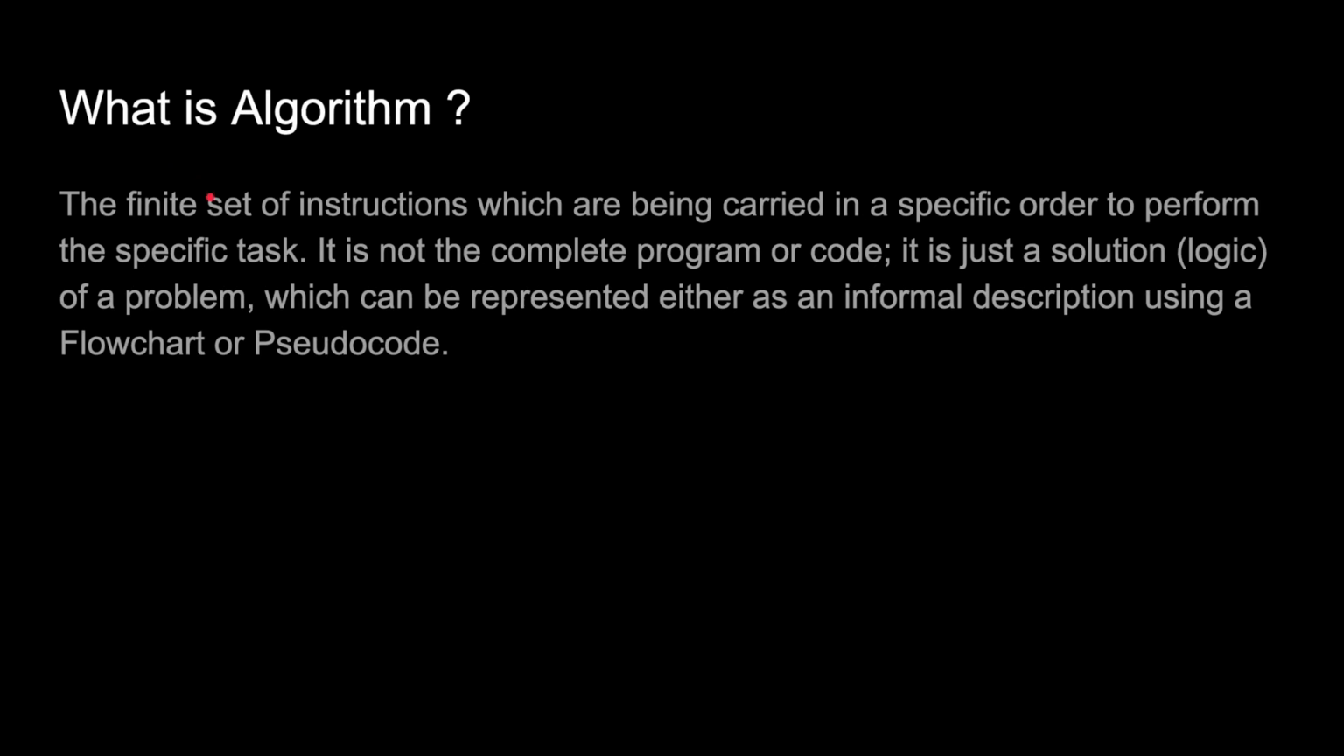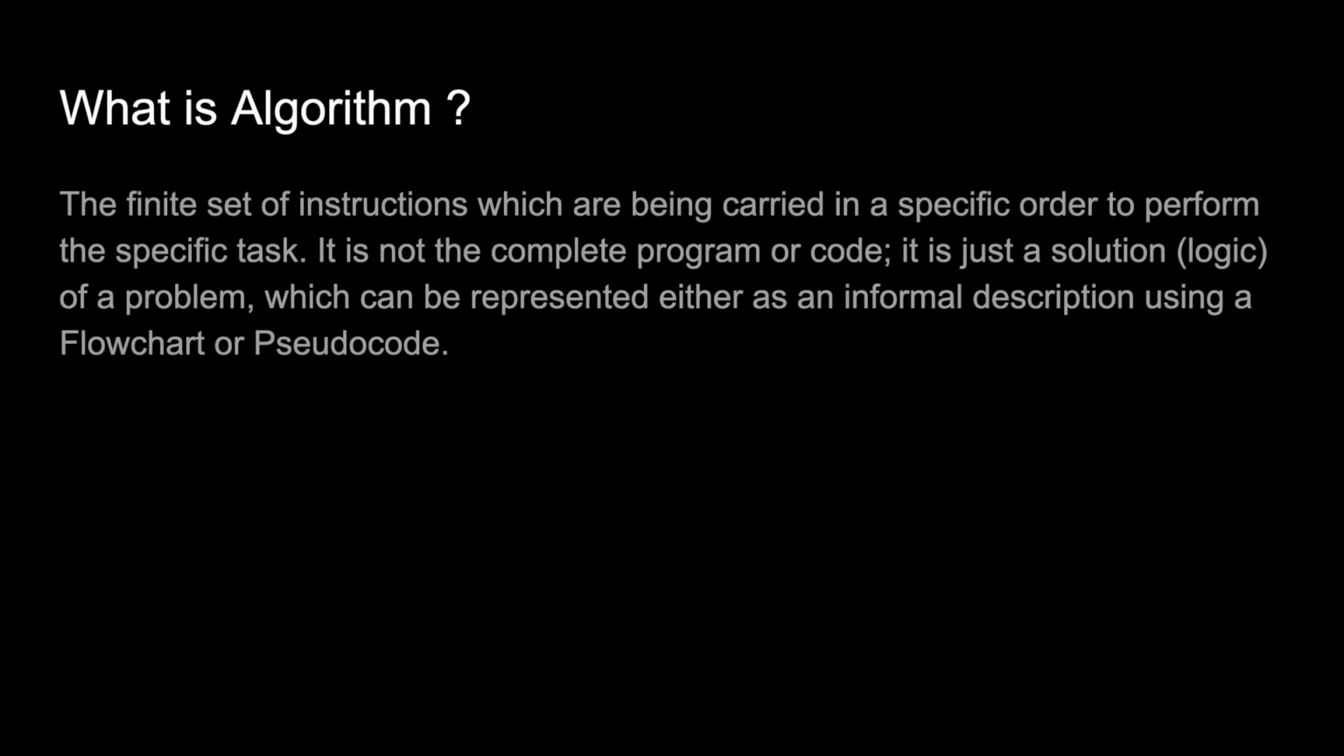It is a finite set of instructions which are carried out in a specific order to perform a specific task. It is not the complete program or code, it is just a solution or logic of a problem which can be represented either as an informal description using a flowchart or pseudocode. We will learn what a flowchart or pseudocode is and how to write them. But for the moment, just remember that it is a finite set of instructions carried out in a specific order to perform a specific task.